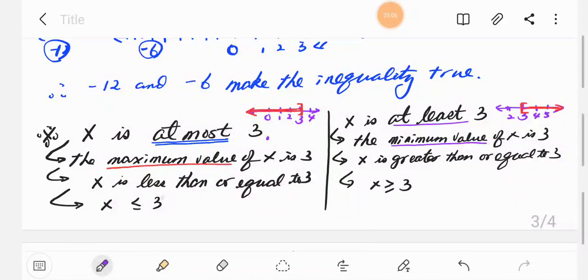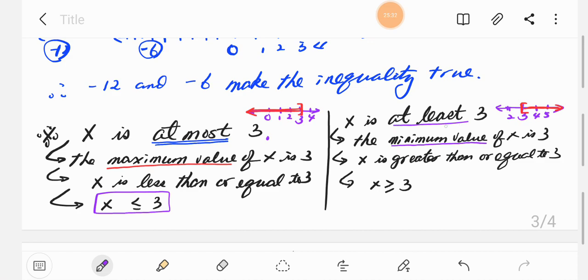So you can write it as this: x is less than or equal to 3. So this is the inequality representing this sentence, x is at most 3. So at most means the maximum value of x is 3, so all the values of x are less than or equal to 3. Okay, how about this one?